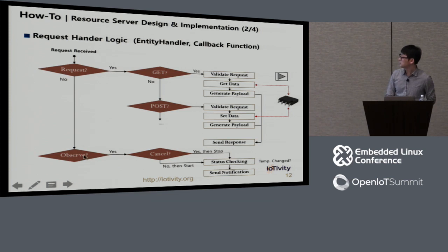And yeah, here's the observe request. If it's not the GET, PUT, POST, DELETE, but an observing one, then you have to check whether the client is trying to observe or cancel the observe. If it's just observe, then you can start the status checking logic, so that every time that logic finds out that something has changed, you can send a notification to the observer. And if it's canceling, you can stop the status checking logic.